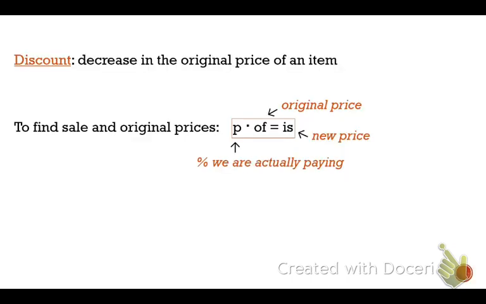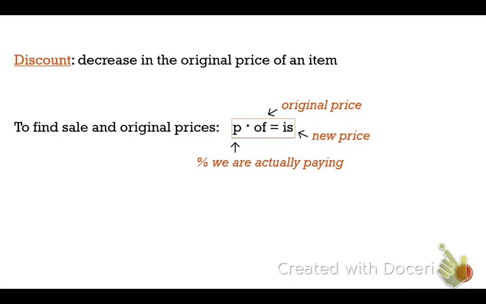Okay, so when we're talking about a decrease, basically that means it's a decrease in the original price of an item. So the price goes down, which is why we're happy if we get discounts, okay? When is the biggest discount of the year? Black Friday. There's normally tons of things that go on sale during Black Friday, okay?